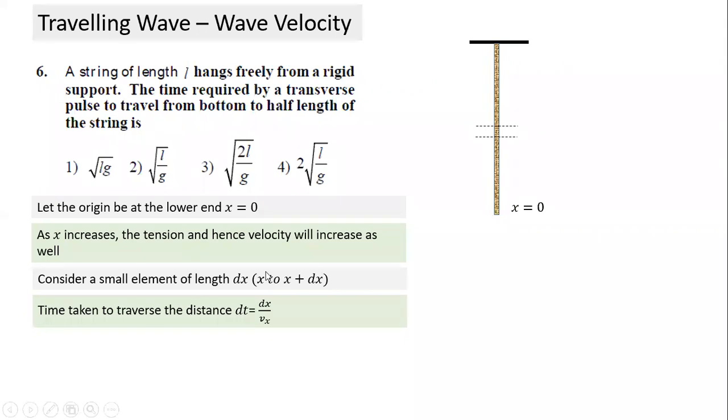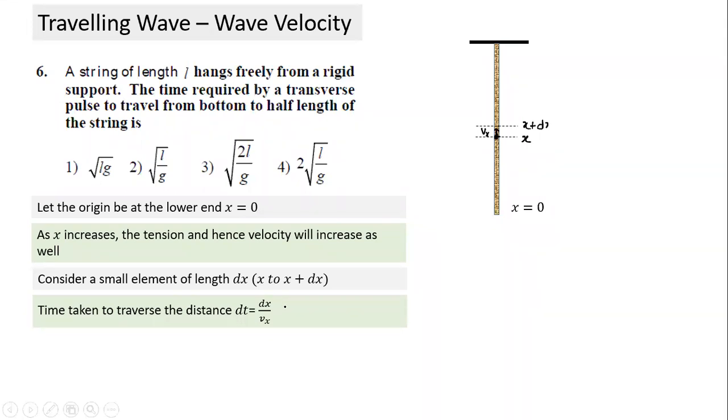Time taken to traverse this small element of length dx will be equal to the length of the element dx divided by v(x). What does v(x) indicate? It indicates the velocity at position x. All we need to do is calculate v(x). How do we calculate v(x) now? This point is x, this is x plus dx. At what velocity is it traveling? That's v(x), and to calculate it we depend on the tension at this point.